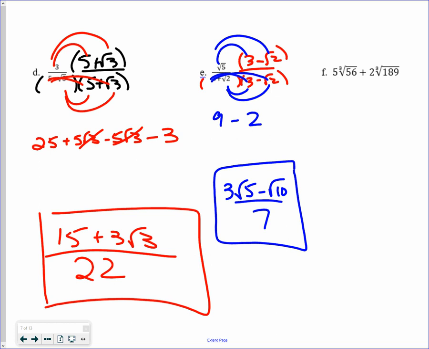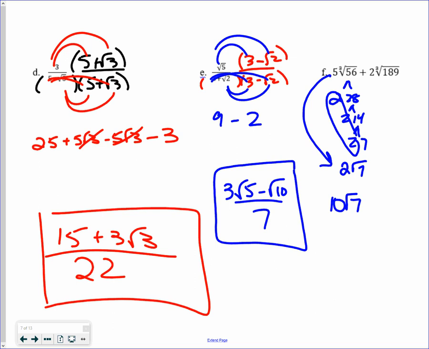If you are in radical form, you can only add and subtract radicals that have the same base or same radicand. So I'd have the cube root of 56 and the cube root of 189. I cannot currently add those together. Now let's simplify. 2 times 28, 2 times 14, 2 times 7. There's a group of 3 2's, which makes 2 cube root of 7. But there's already a 5 times that, which makes 10 cube root of 7.